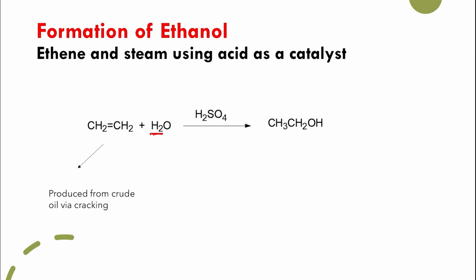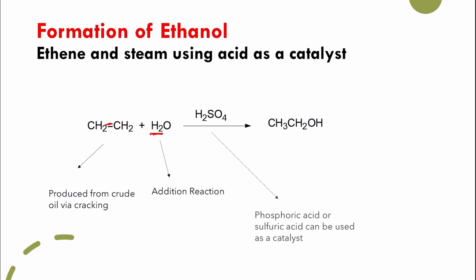Ethene is produced from crude oil via cracking, as we have seen. The addition of water, of steam, is called an addition reaction, as we have seen also with alkenes and halogens. Here, the double bond was broken and then the water molecule was added: an OH was added to one carbon and a hydrogen was added to the other carbon to give you the alcohol, the ethanol. The acid used, as we said, could be phosphoric acid or sulfuric acid.